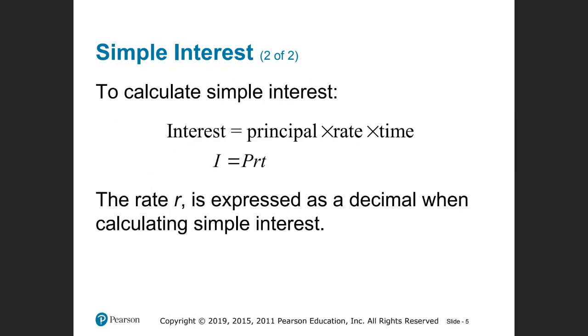To calculate simple interest, you multiply the principal times the rate times the time. Although the rate may originally be expressed as a percent, you need to write it as a decimal when you put it into the formula.